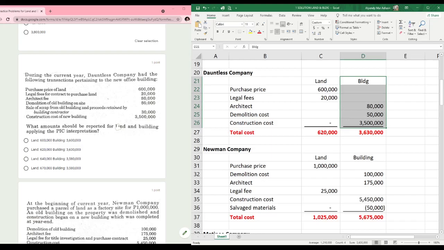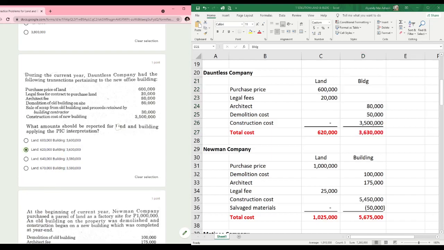And construction cost of the new building, that is 3,500,000. Of course, that is under the building. So, the total cost for the land is now 620,000. And for the building, that's 3,630,000. And we have letter B as our answer.